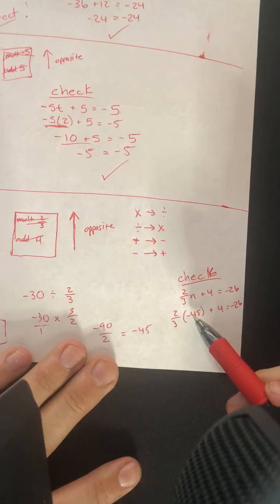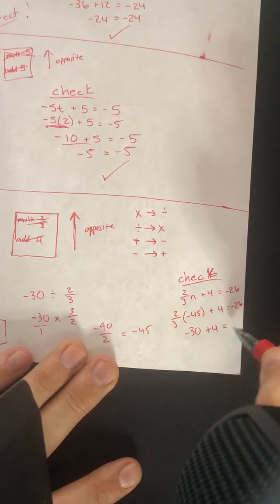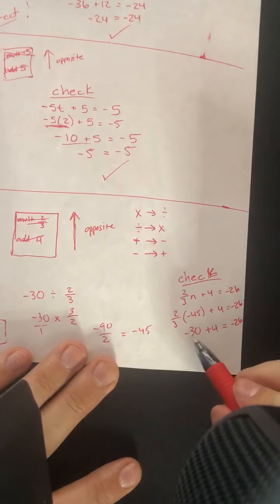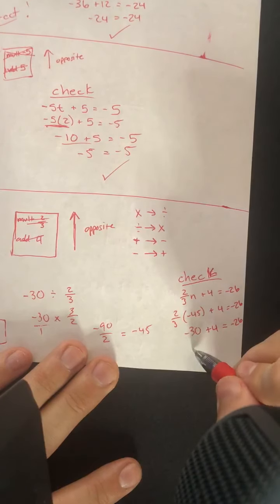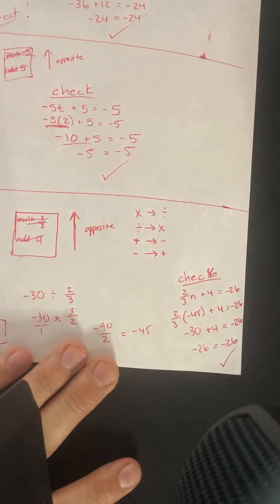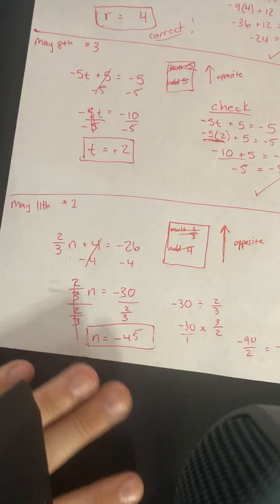2 over 3 times negative 45 is just negative 30. The plus 4, the equal sign, and the negative 26 all come straight down. What is negative 30 plus 4? It's negative 26. Does negative 26 equal negative 26? Yes, it does. So our answer of n equals negative 45 must be correct.